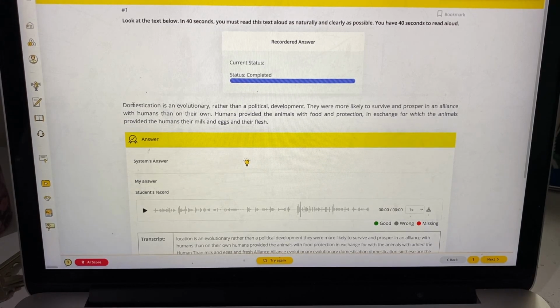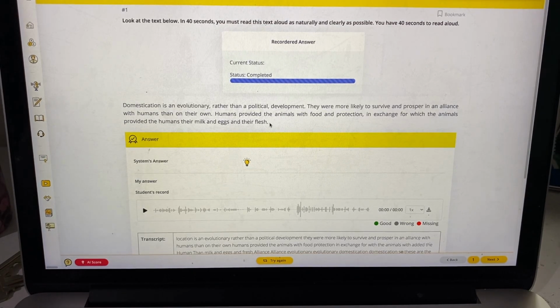Don't read like this: Domestication is an evolutionary rather than a political development. I know there is a comma there, but don't stop here, okay? Don't stop here as well. If you have enough breath to keep going with your sentence, you can stop here. Like, domestication is an evolutionary rather than a political development. They were more likely to survive and prosper in an alliance with humans than on their own. That's where you end one breath, okay? And then you take another long, deep breath and start another one to finish.